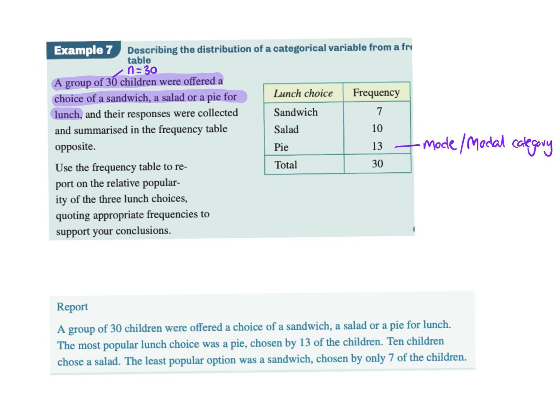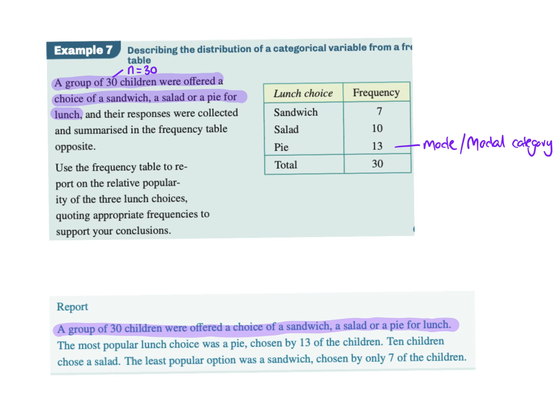When you write the report, you must use stats, so I mean numbers, yeah? You can't just say it, put the numbers there. So you'll see in this example report, so remember you always have your books with you, so you could follow this example, but obviously change the scenario, yeah? So we've got it here. So we've got a group of 30 children were offered the choice of sandwich, salad, pie for lunch.